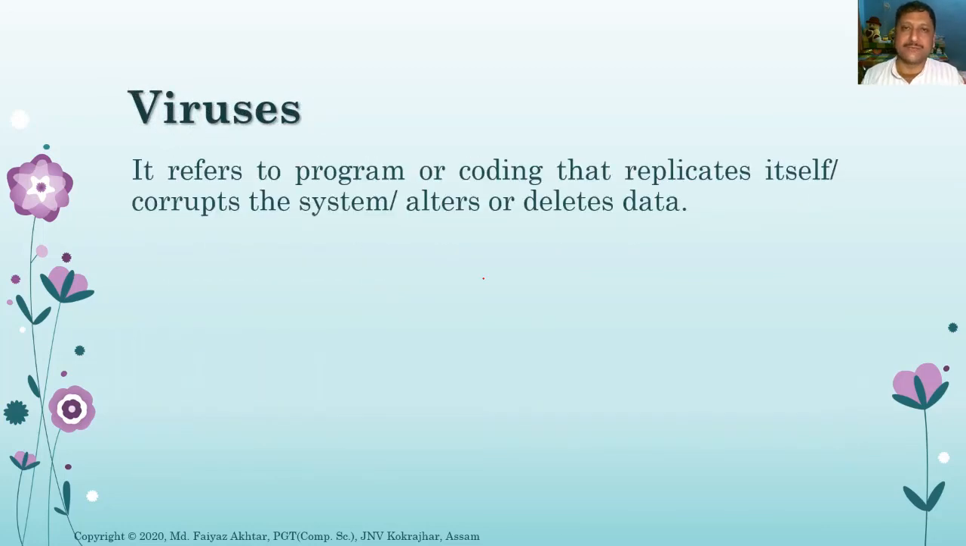Now next, viruses. A virus refers to a program or code that replicates itself, corrupts the system, and alters or deletes data. It is not a biological virus. It is a program, a software which gets installed in your computer and damages your computer files and data. It will automatically replicate, or make copies of itself, and eat up all your memory, and the computer may hang or become unusable.